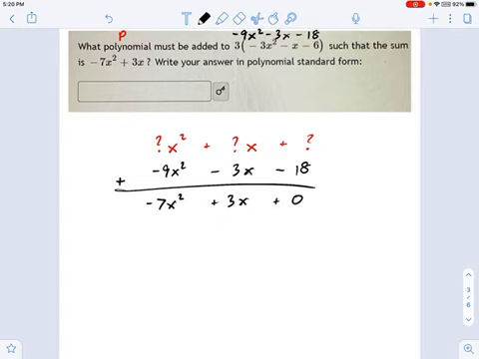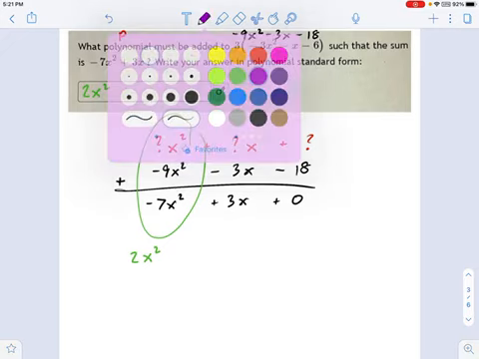Okay, so I find it's easier to look at this way because now I can sort of cut these things apart one at a time. Something times x squared minus 9x squared equals negative 7x squared. Well, if you're thinking about that in your head, you might come up with 2x squared. 2x squared minus 9x squared equals negative 7x squared. Okay, so there we go. 2x squared. And then the next one.